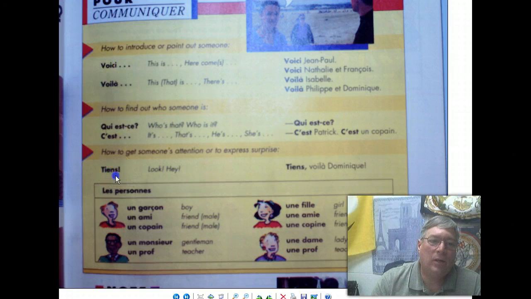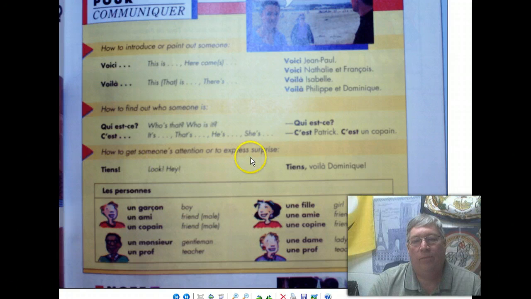And then tiens only comes up once in a while. Tiens, it's like the letter T and the letter N put together. Tiens is like, hey, or look, or say. It's that kind of stuff. It's a way to get people's attention at the beginning of a sentence. So I might say, tiens, voilà Patrick. Hey, there's Patrick. Okay? So that's how it all fits together.